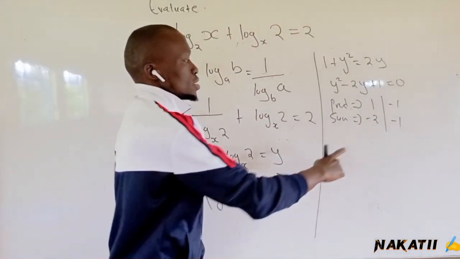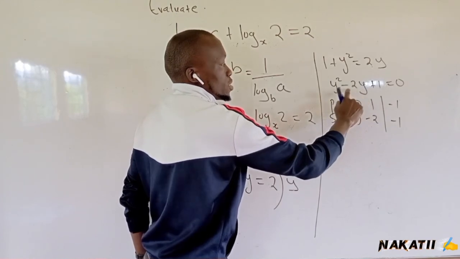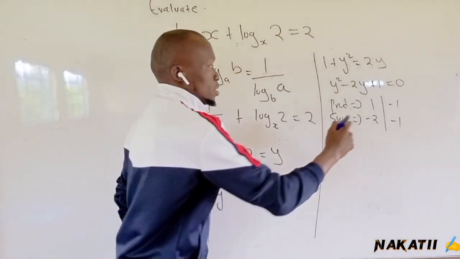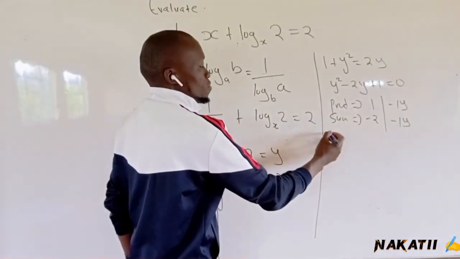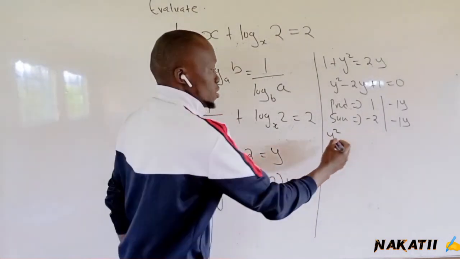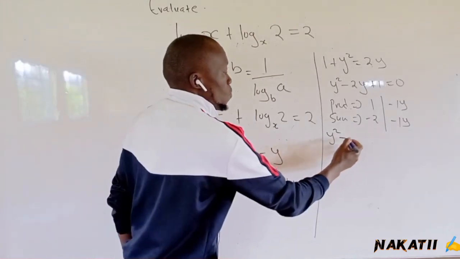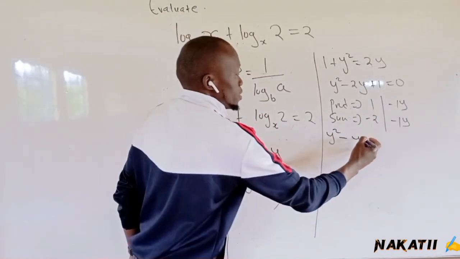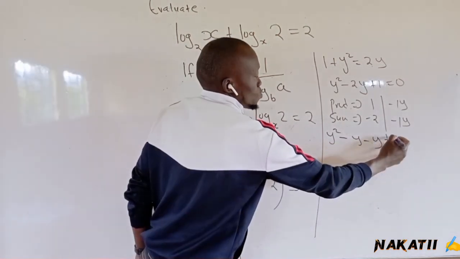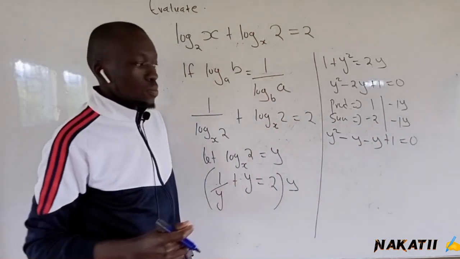We're going to replace these two with this value here. Just put here y and y. Then you're going to have y squared minus y. Negative 1y is the same as negative y. Then negative y plus 1 is equal to 0.